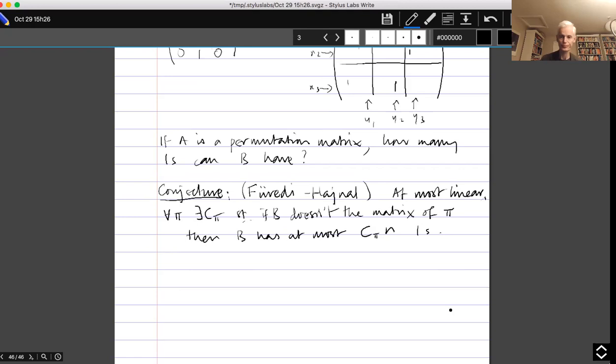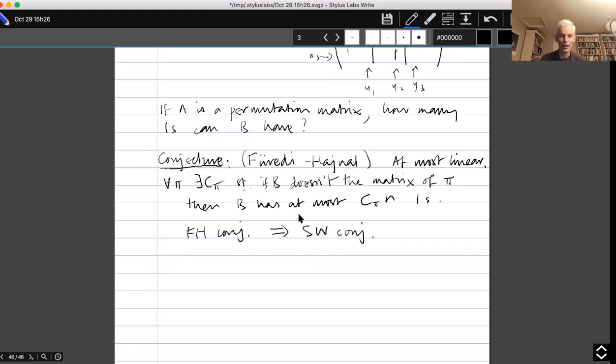And Füredi and Hajnal proved that the Füredi-Hajnal conjecture implies the Stanley-Wilf conjecture. So if you can do this one, you can do the other one. And we can do this one, thanks to Marcus and Tardos.